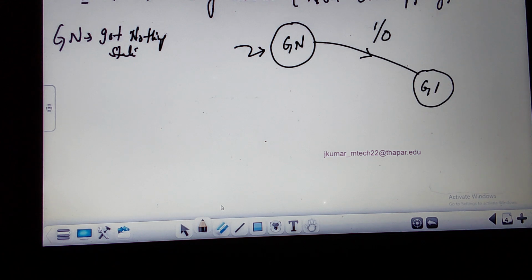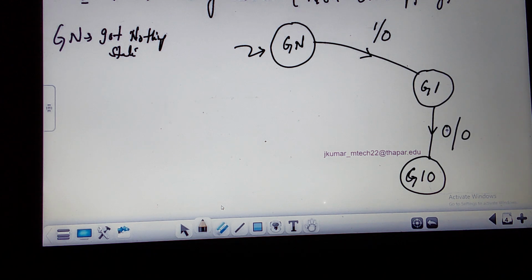Now once you detect the 1, what is the next bit you need to detect? 0. Got 1 state, detects 1. Which state is it going to? Next state. What is the next state representation I can do? Got 1 0 state. What does the got 1 0 state indicate? 1 0 I have detected. When? Input X is equal to 0. What is the output? 0.